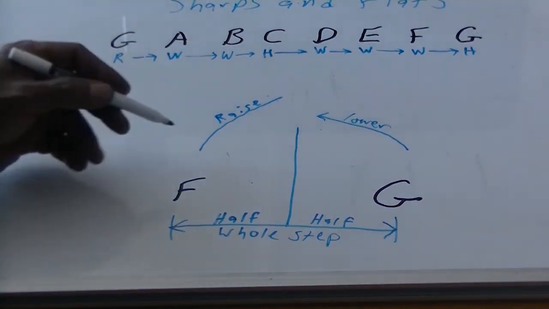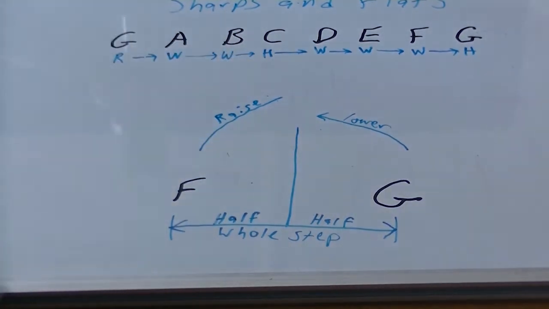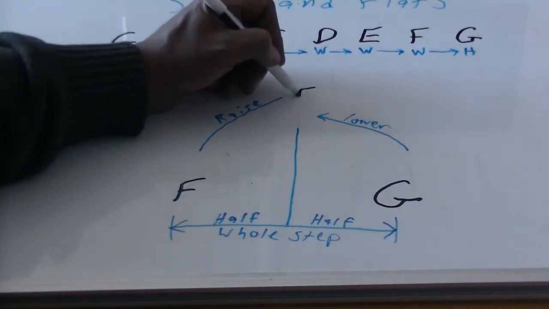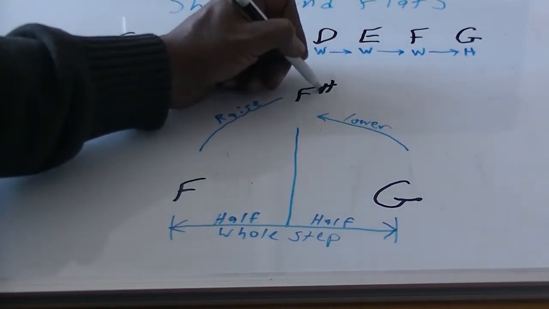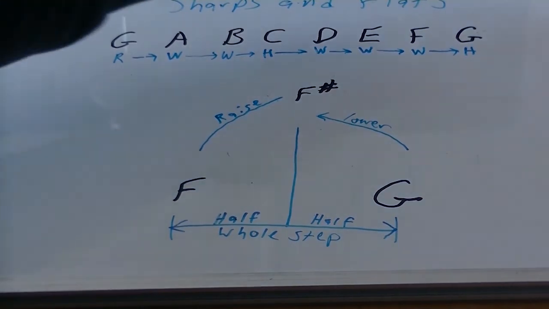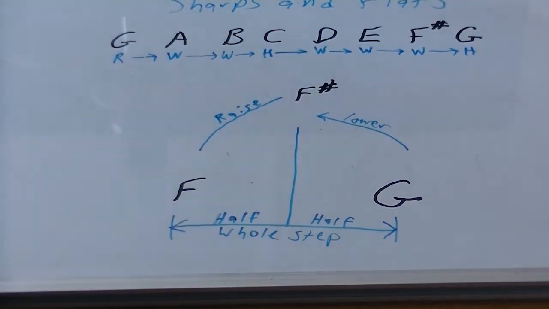So what we need to do is take this F and raise it by a half step. And when we raise that note by a half step, our note becomes F sharp. So hopefully you followed that. So now we are at, oops, let me write in my sharp note here. So now we have our first sharp note, the F sharp.